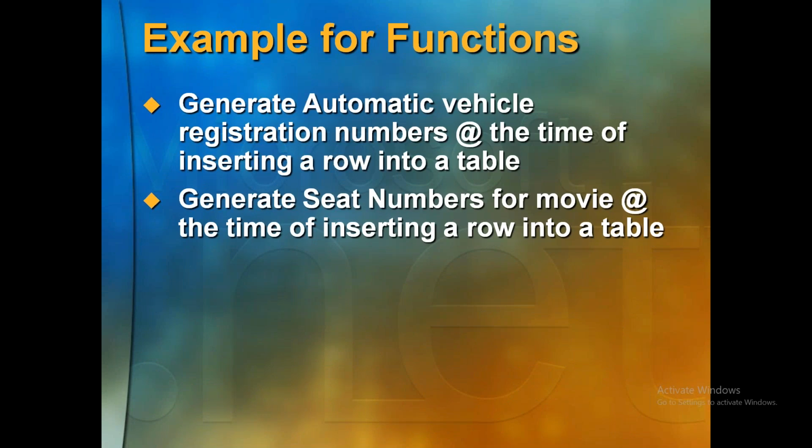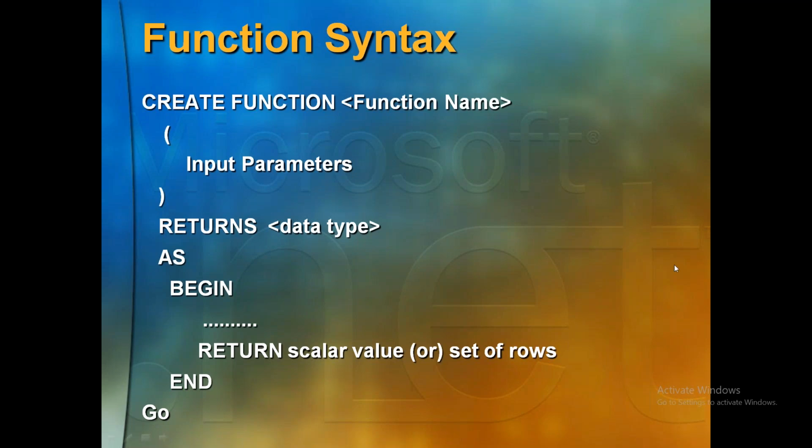For example, generate automatic vehicle registration numbers at the time of inserting a row into a table. Generate seat numbers for a movie at the time of inserting a row into the table. The meaning is very simple. I'll tell you the example. How can a function be created? Create a function with a name. There are only input parameters, no output parameter. Returns is used to return the data from the function. Then as begin, and you can return a scalar, meaning a single value, or a set of rows. The function can be created like this.